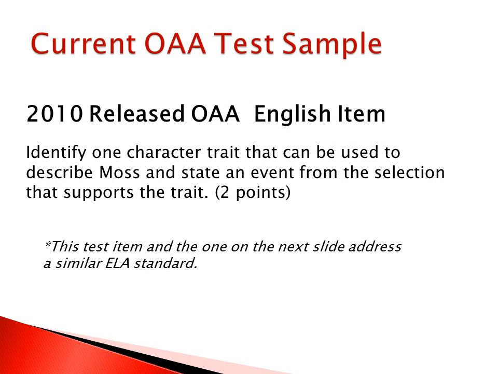Here's an example of a question that students saw on the Ohio Achievement Assessment in 2010. They were asked to identify a character trait that could be used to describe a character named Moss, and they had to state an event from the selection to support those traits. The next slide, you'll see a new assessment item that addresses a very similar standard.